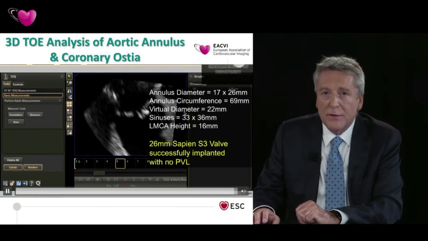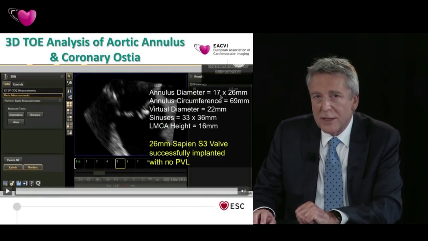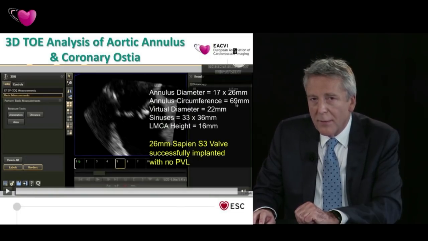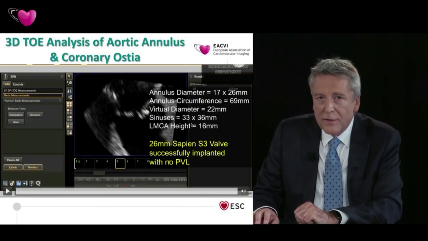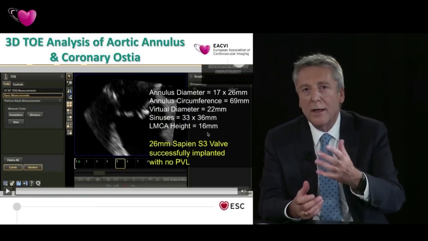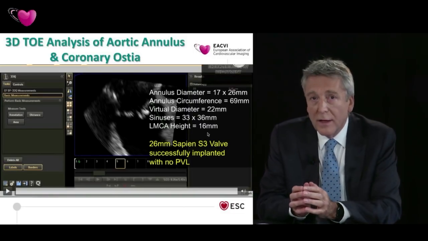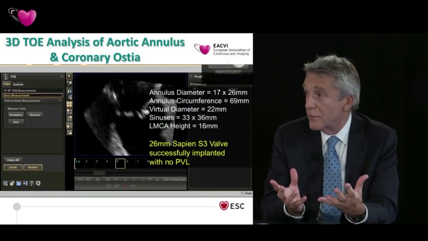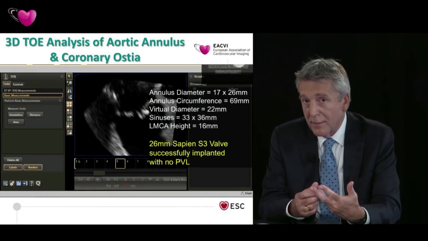So these are the measurements that we got in this particular patient. The annulus dimension was 17 by 26. The circumference was 69, and from that, it's very, very simple. We just divide that by pi, and that gives us a virtual diameter of 22. Now, the sinuses were 33 by 36, and the left main was 16. So actually, if you go into the Edwards-Sapien lookup table with a virtual diameter of 22 millimeters, you've got two choices. You could either implant a 23 millimeter valve or a 26 millimeter valve.